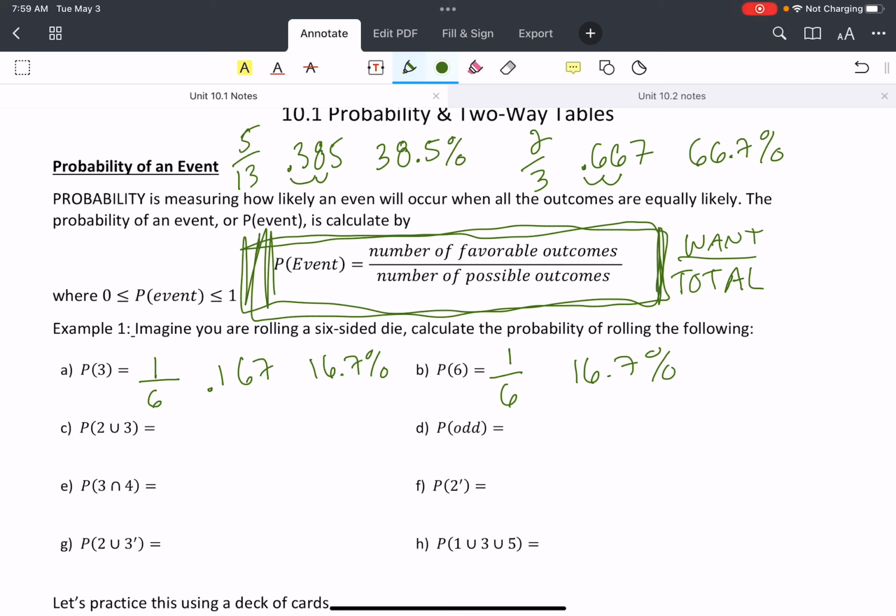Okay. So if I could roll a 2 or a 3, right, and I win, how many possible favorable outcomes are there? 2. The 2 or the 3, right? And then it's still over my total 6. So then convert that to a percentage for me.